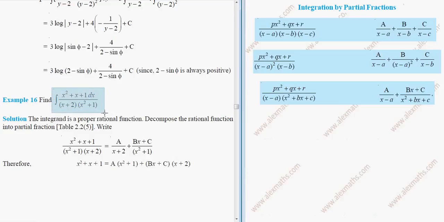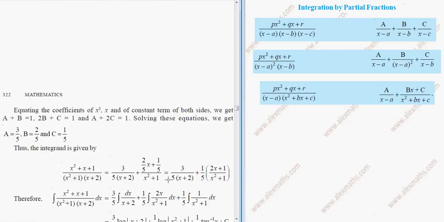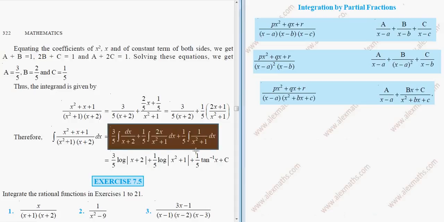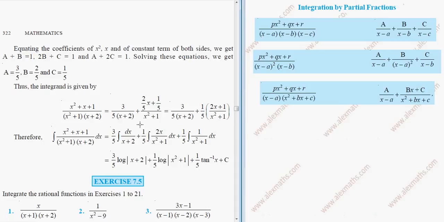a non-factorizable quadratic equation. When you have x square plus 1, it is non-factorizable. So apply the third rule. Then after taking LCM and finding a, b and c, integrate and you will get something like this. The first one is log, but the second one is type 2, which is substitution. You take the denominator as t, then the numerator will become dt. So dt by t, so log t. Then this one is from the 6 formulas which we were discussing, dx by x square plus a square, which is 1 by a tan inverse x by a.